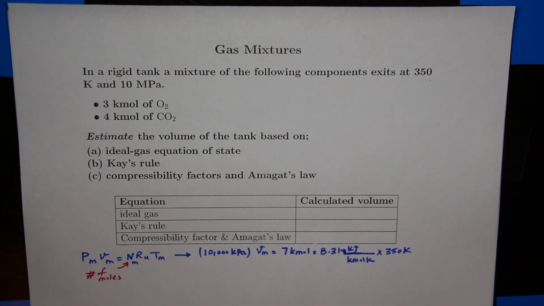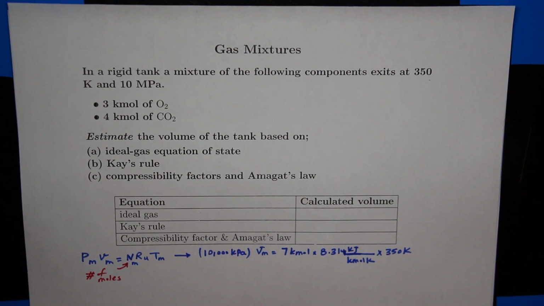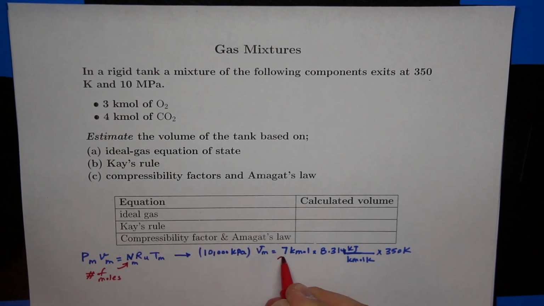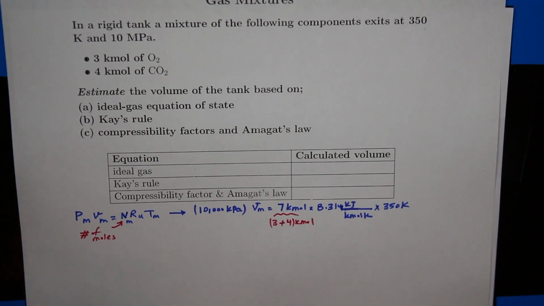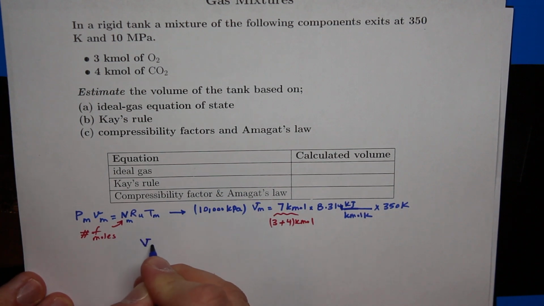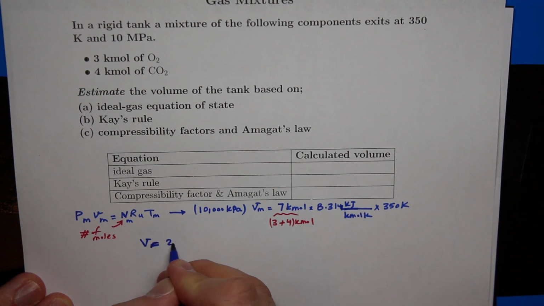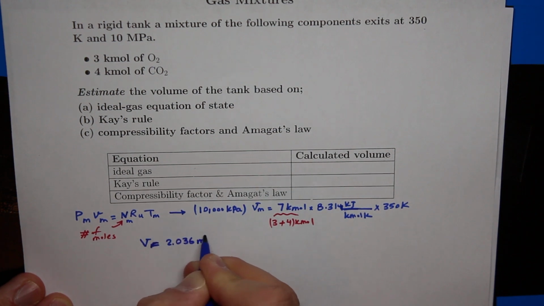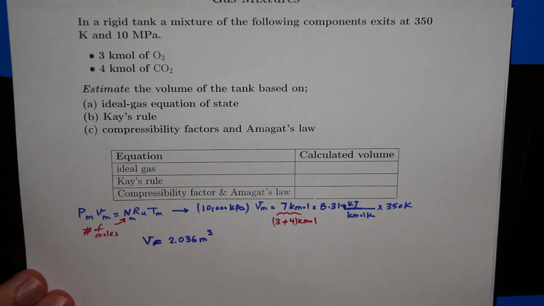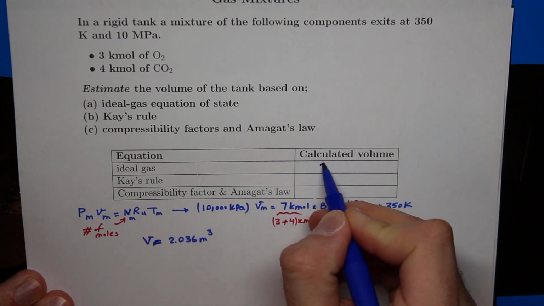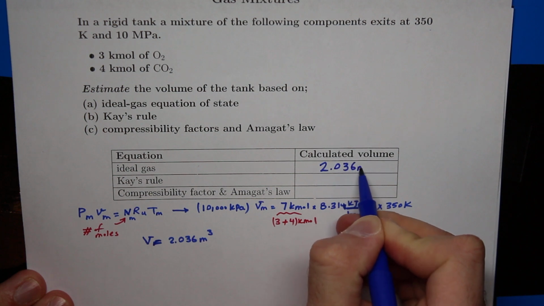So the only unknown in this equation is the volume of the mixture, so you can find it. And by the way, this 7 kilomole is obviously coming from 3 kilomole plus 4 kilomole. If you do the math, you will obtain volume of the tank equal to 2.036 meter cube. So that is the answer for part A. Based on ideal gas, I got 2.036 meter cube.